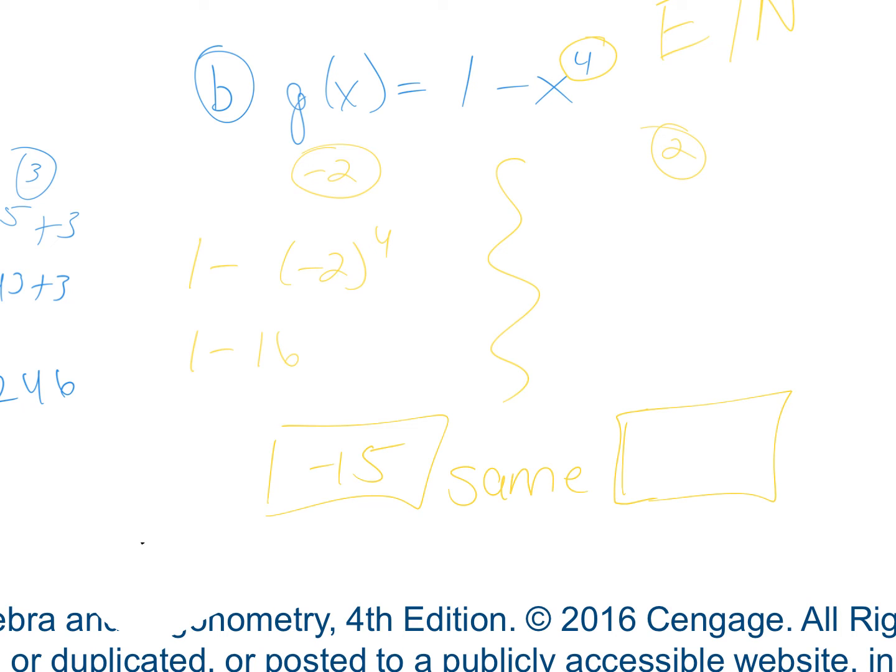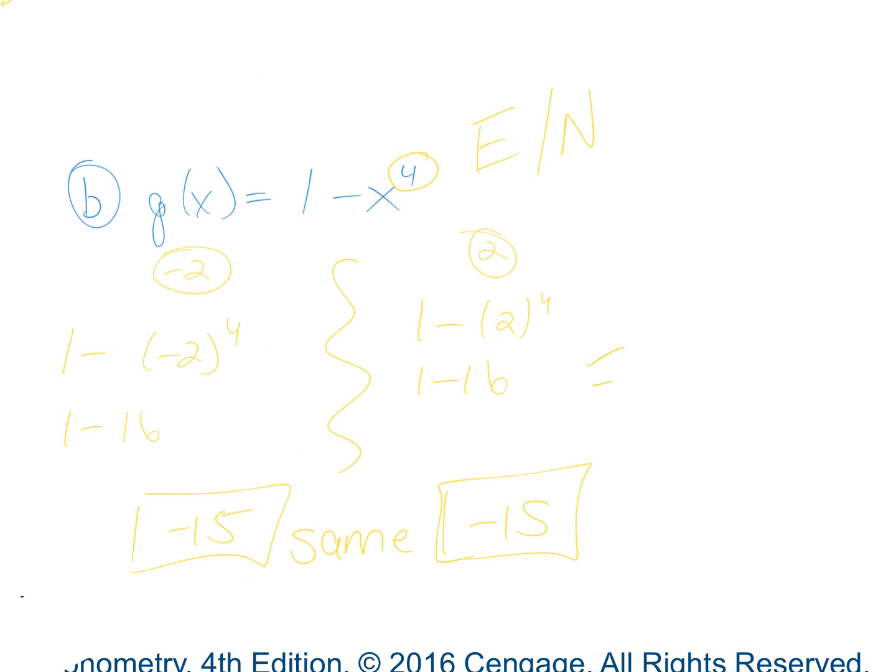So over here on the right, I'm going to plug in positive 2. So 1 minus 2 to the 4th power. Do your power first. What's 2 to the 4th power? 1 minus 16 is negative 15. Are those two numbers exactly the same? Yes. So then what kind of a function do you have? There you go.